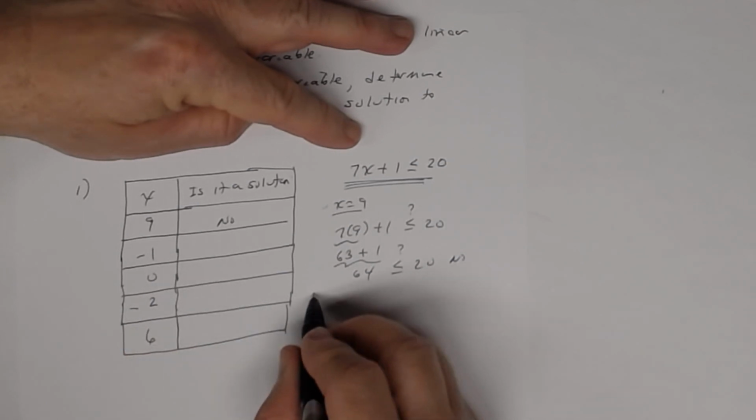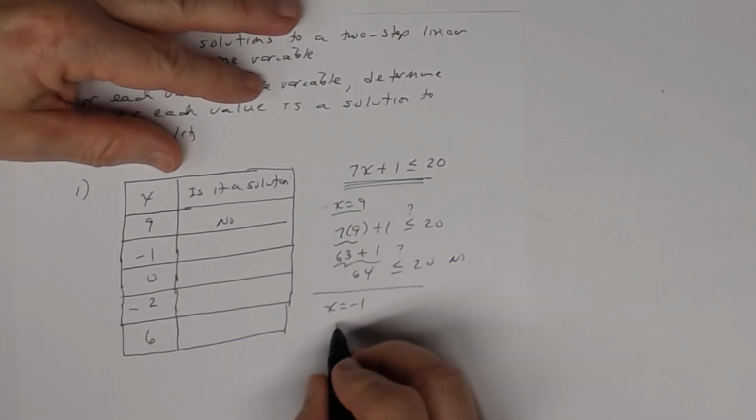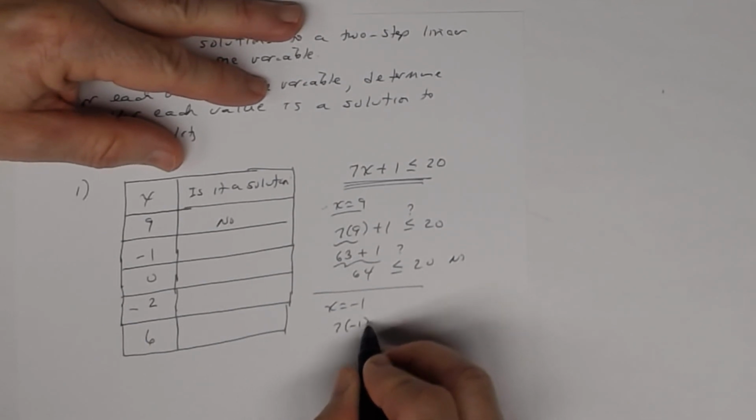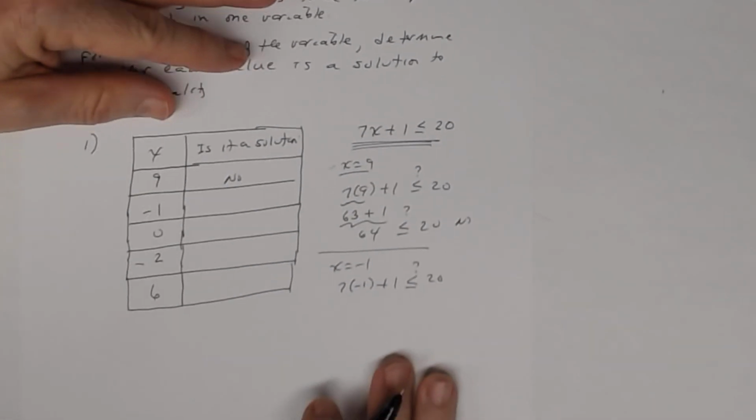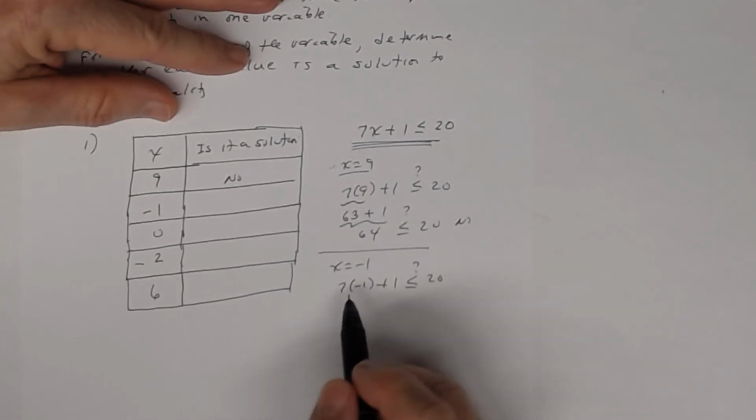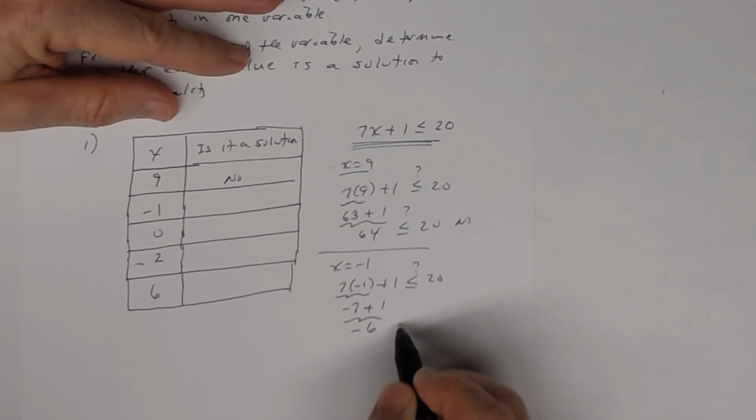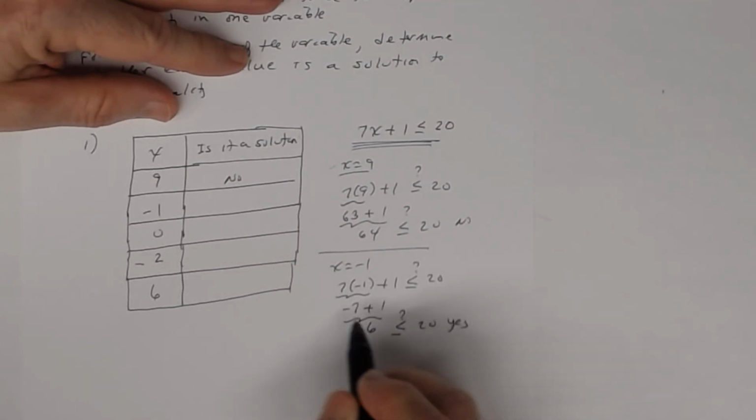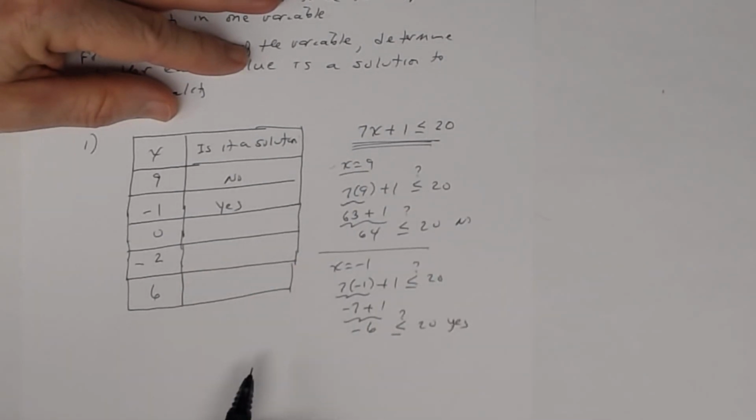Let's check -1. So x equals -1. In place of x, I'm going to substitute -1. So I get 7 times -1 plus 1, and I want to see if that's less than or equal to 20. Wherever you see the variable x, you substitute -1. Well, 7 times -1 is -7. -7 plus 1 is -6. So is -6 less than or equal to 20? And the answer is yes. So that means that -1 is a solution to this inequality.